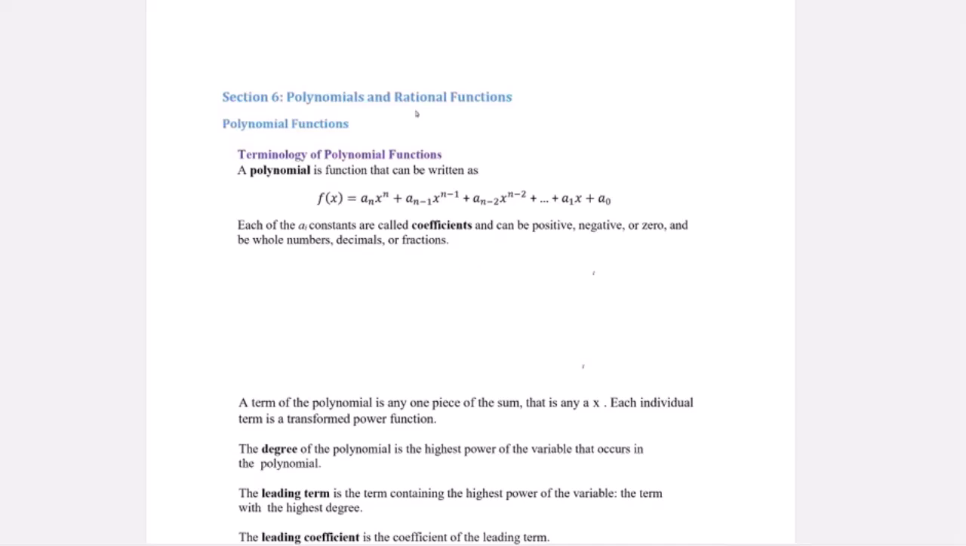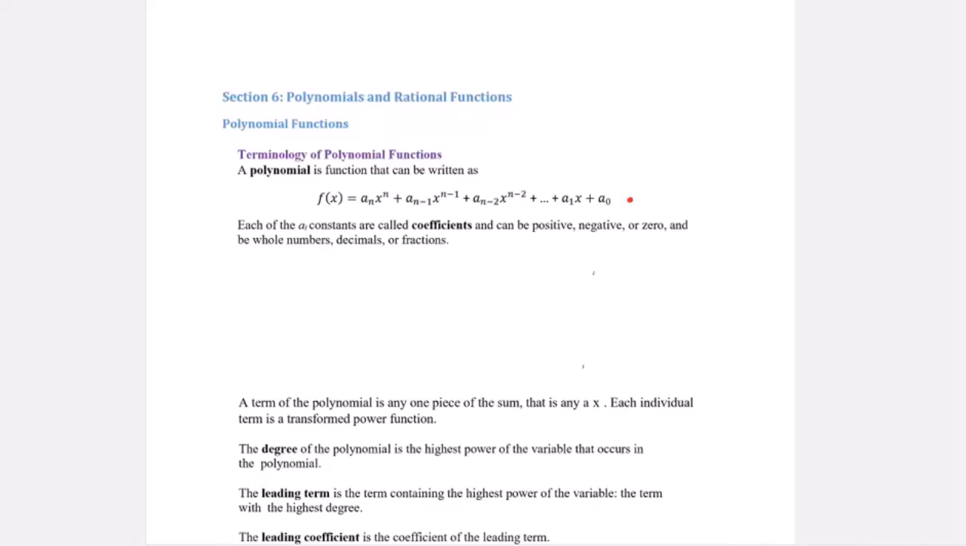All right, so today we're going to talk about section 6 in chapter 1, polynomials and rational functions. So how can we tell if something is a polynomial? Let's start there. Basically, we have this formula here, but I think that usually is confusing to people. So I'm going to try to break it down a little better.